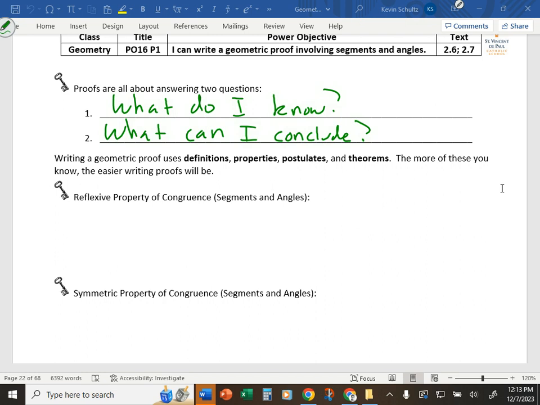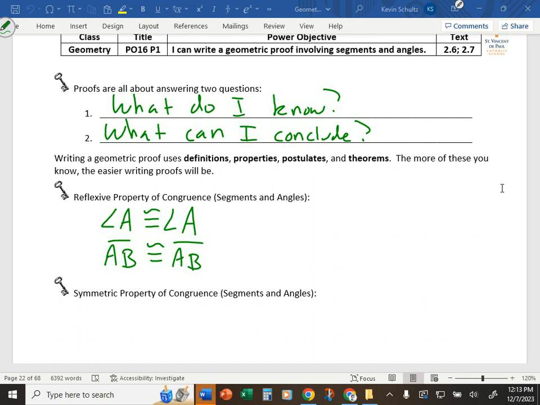The reflexive property of congruence for segments and angles. Basically, for angles, it says that something is congruent to itself. Angle A is congruent to angle A. Segment AB is congruent to segment AB. Whatever it is, something is equal to itself, congruent to itself.